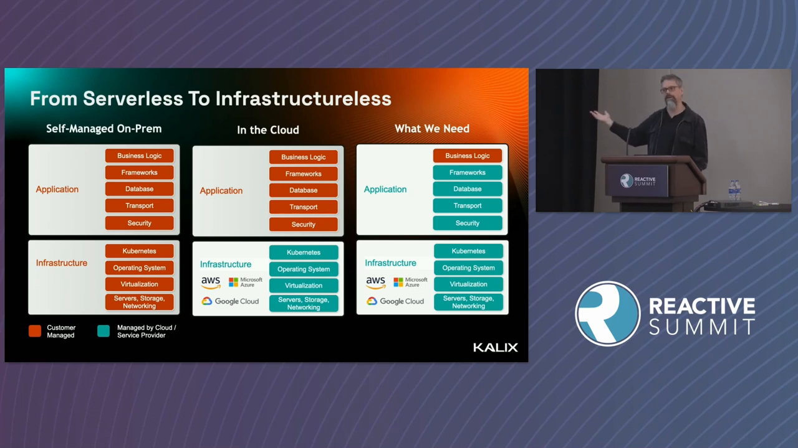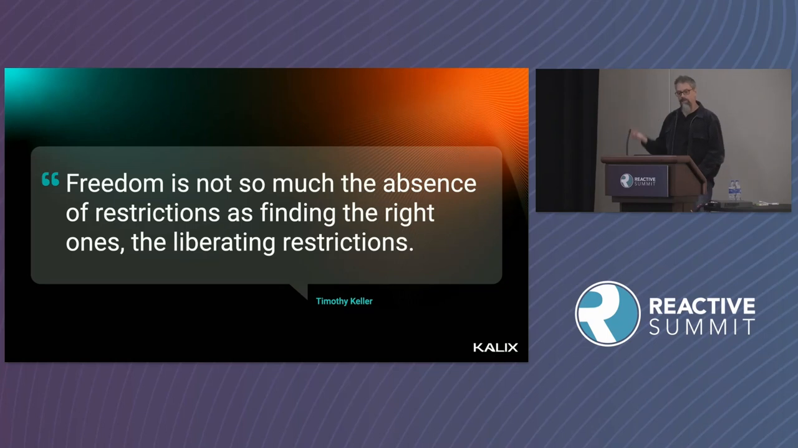We'll always have specialized needs, for when you need true real-time systems or whatever. But for the majority of us, this is what we want. We want to just build business value and go home, okay? So how can we do that? As Timothy Keller said, freedom is not so much the absence of restrictions as finding the right ones, the liberating restrictions, okay? So we need to embrace our constraints. But what are those liberating constraints for us as developers, if we take that perspective first?